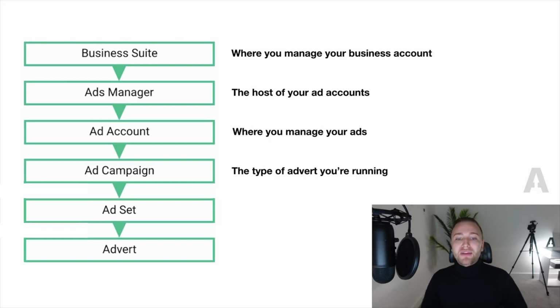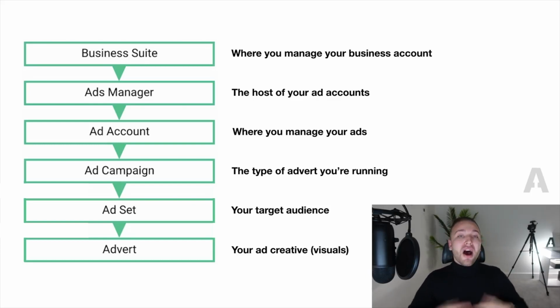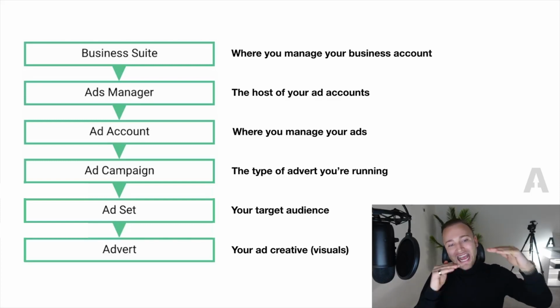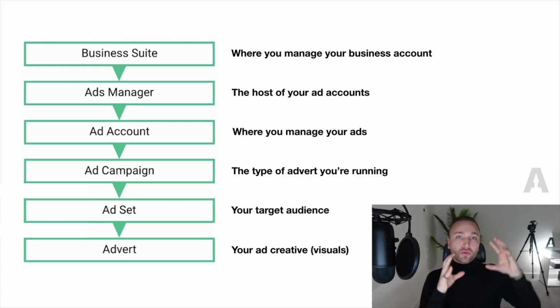Underneath an ad account, we have an ad campaign, and this is the type of advert we're actually running. We then have an ad set, which is our target audience. And finally, we have our ad creative, okay? The advert itself, the visuals. You'll notice that ad campaign, ad set, and advert are all grouped up on this diagram. And that's because they are the three core components that make up a Facebook ad. Let's jump into that a little bit further.